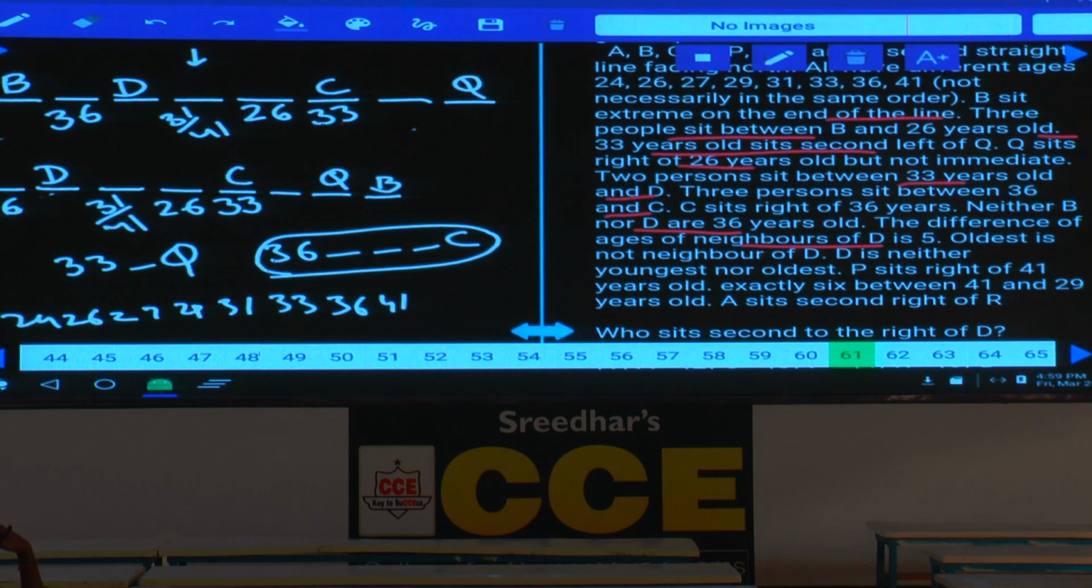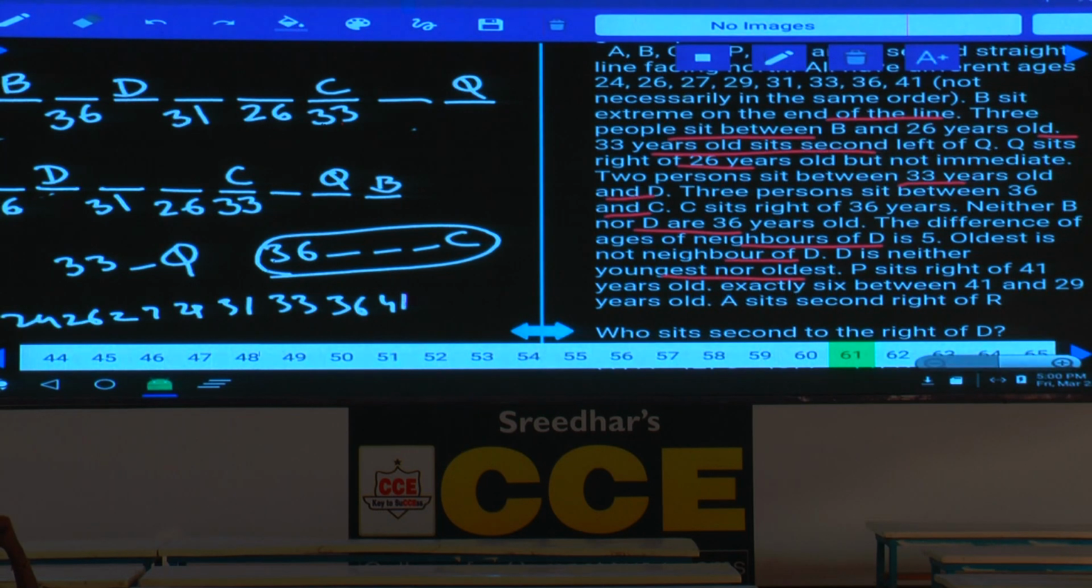Then the oldest person is not a neighbor of D. Oldest person means this 41-year-old is not a neighbor of D. Hence here this person cannot be 41-year-old, and the person who is to the immediate right of D must be 31-year-old. Done with this? And here it must be 31. Are you following this one or not? And it is 31.